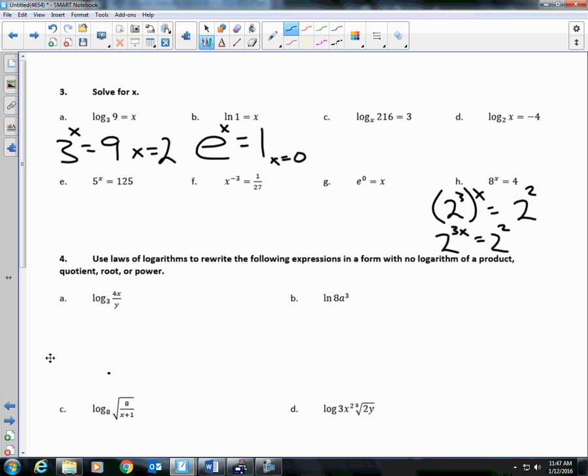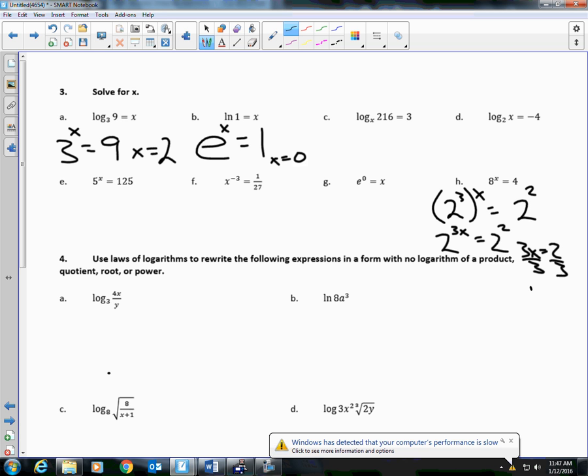Okay, we'll try again. 8 is equal to 2 to the third, right? 2 times 2 times 2 is 8. And you see the x there. Power to power, you multiply the exponent, so 3x. Now they have the same bases. If the bases are the same, then the exponents are the same as well. So 3x is equal to 2, divide by 3, x is equal to 2/3.